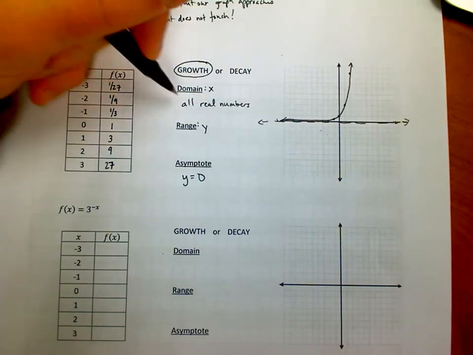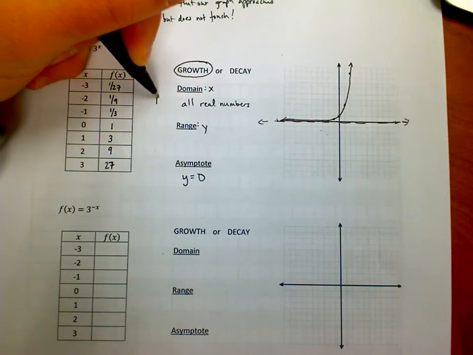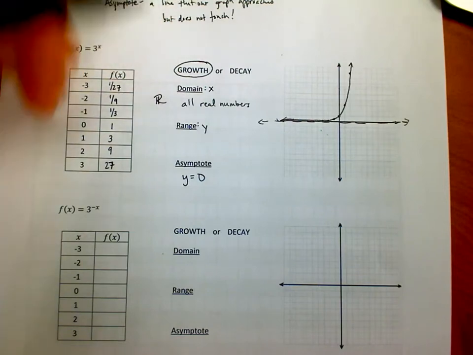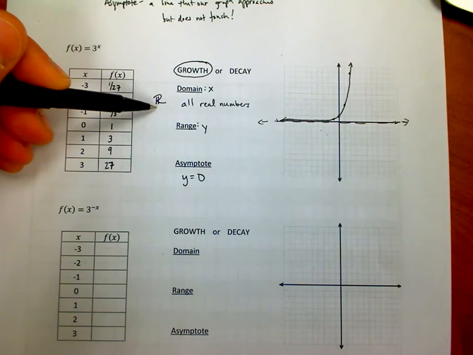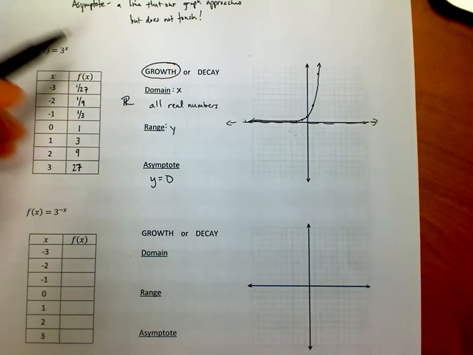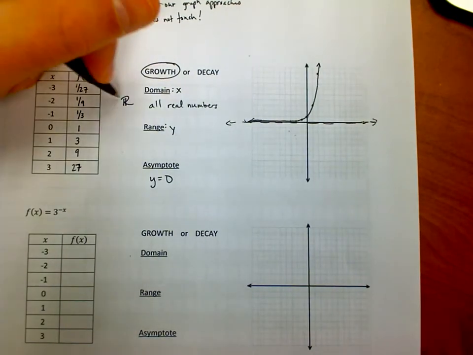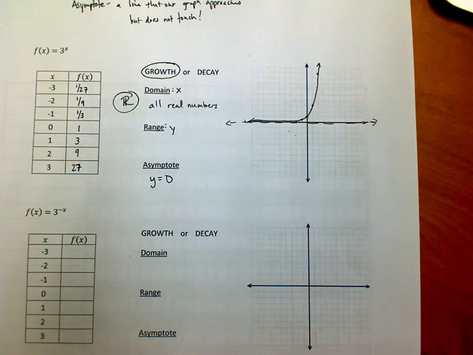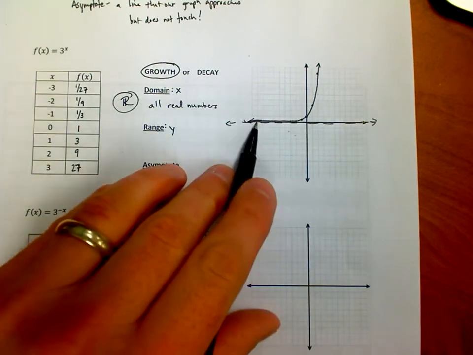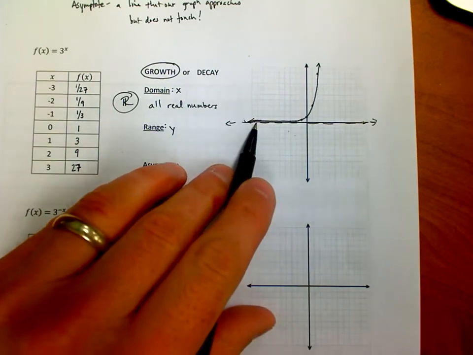Okay? Sometimes you might see, and I don't know what it's going to look like on the EOC, a funky looking R that has a double bar. That's a script R. It's just like a cursive kind of font, but it means the same thing, okay? All real numbers.